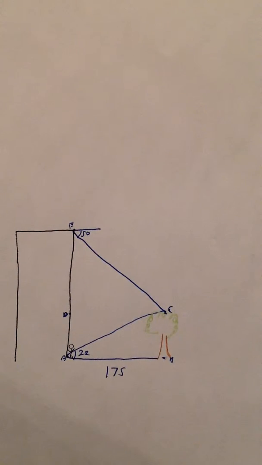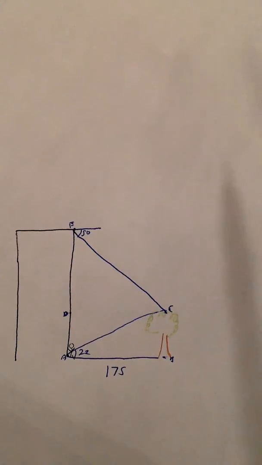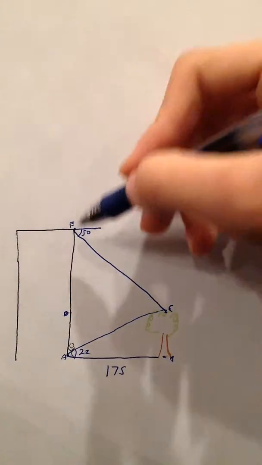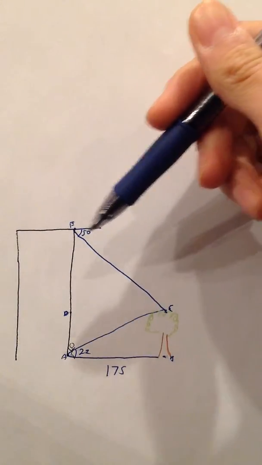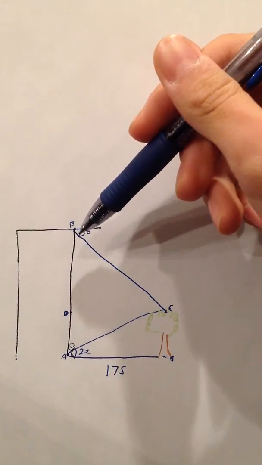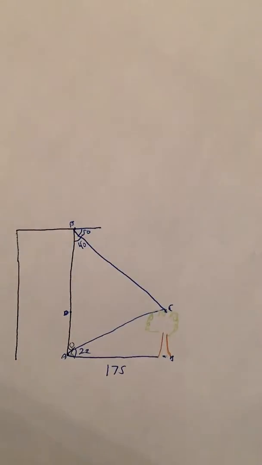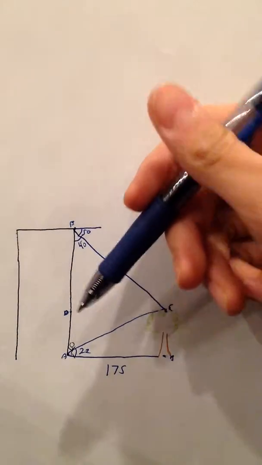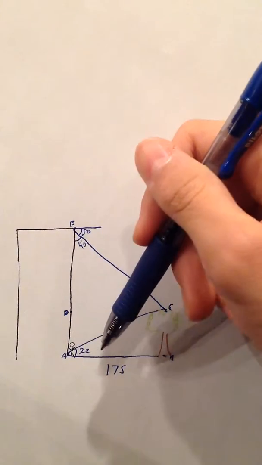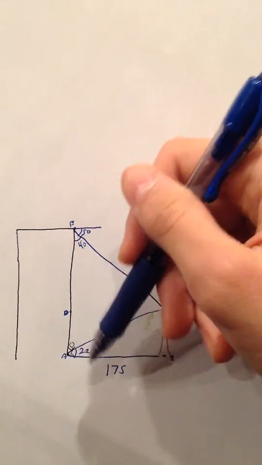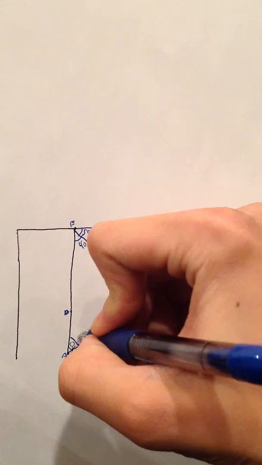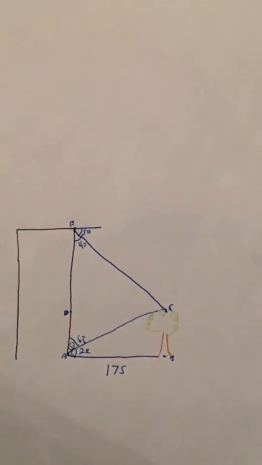Now, before you begin to churn out numbers for this problem, you have to have a couple of things prepared. The first is the knowledge that this, being a right angle, means that if this is 50, then this angle will have to be 40 degrees. Similarly, this is 22 degrees. This is a right angle. That means this is 68 degrees.